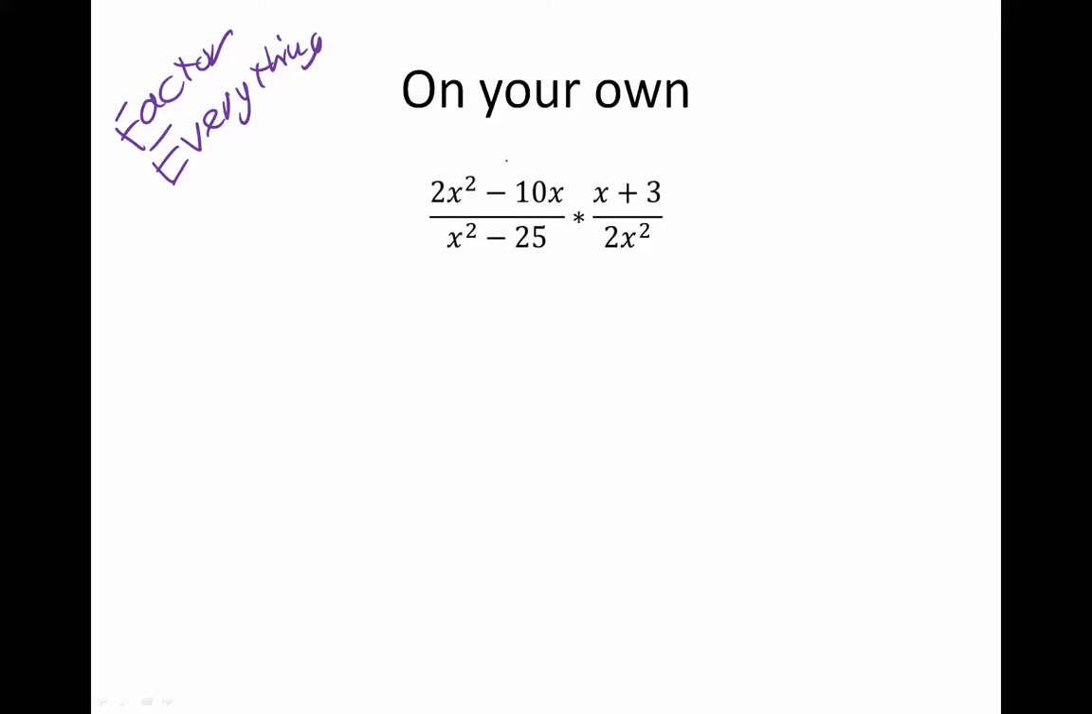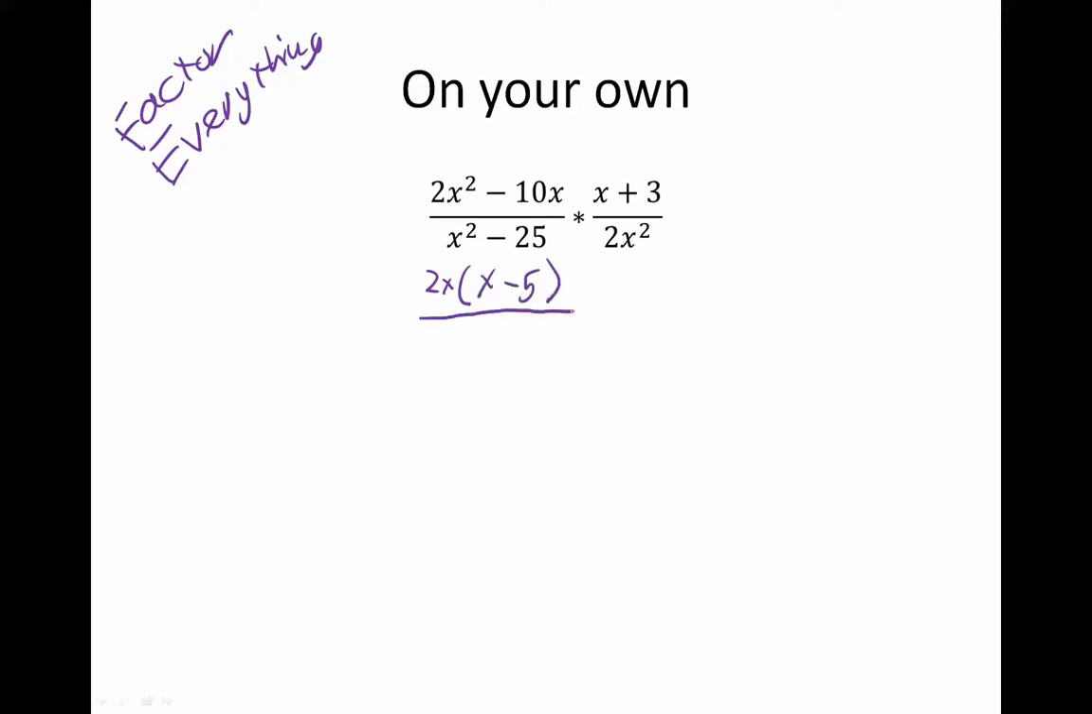So I'm going to factor the top. This is not going to have that because there's no constant term at the end. I notice that I can factor out an x and I can factor out a 2. So I'm going to factor out 2x. And that's going to leave me with x minus 5.